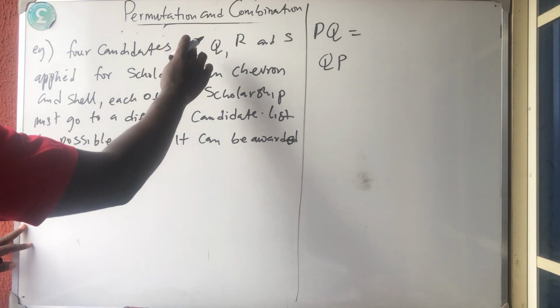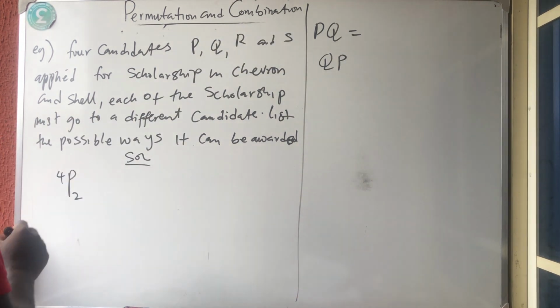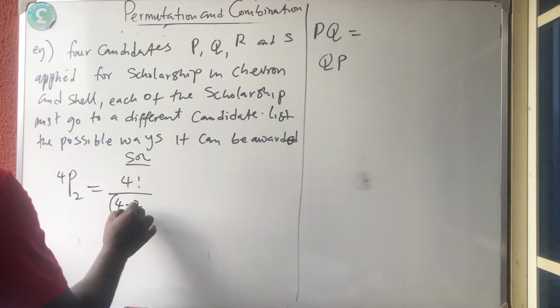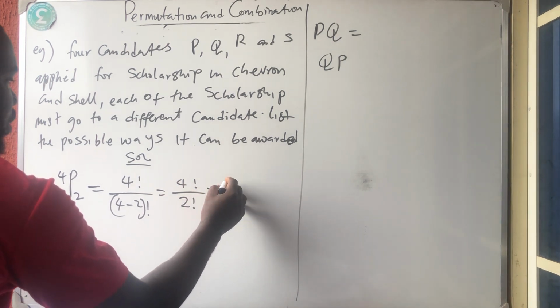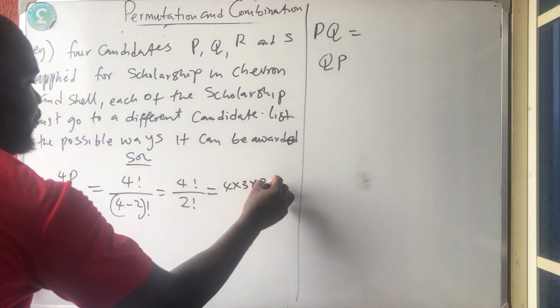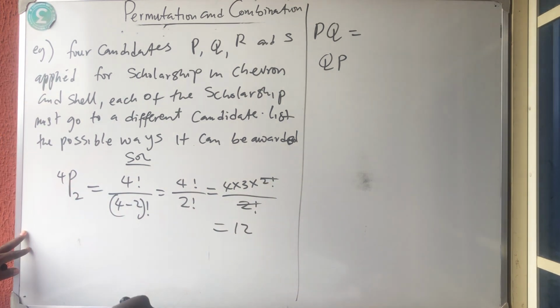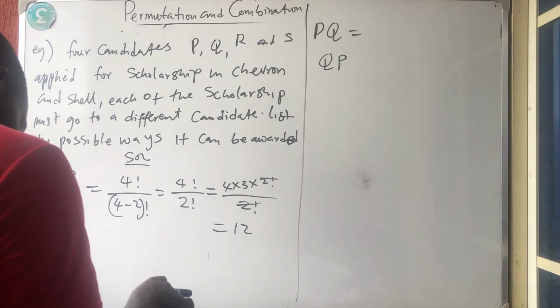So we have 1, 2, 3, 4. We are arranging 4 out of 2. So what do we have now? 4 factorial all over 4 minus 2 factorial, which is 4 factorial all over 2 factorial, which is 4 times 3 times 2 factorial all over 2 factorial. This takes care of this. I'm having 12. So we have 12 different ways of giving this scholarship to these people. Okay, so that is that.